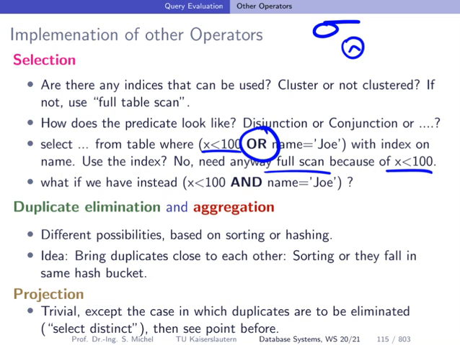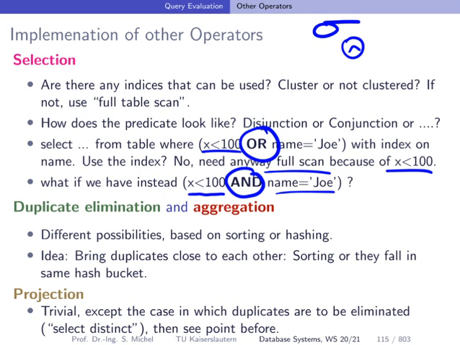If we have a query predicate x smaller than 100 and, so a conjunction, name is Joe, then we can use the index on name, look up all tuples with name is Joe, and then iterate over them to find those that have x smaller than 100. And this is something that the database system has to understand: in which circumstances one or the other choice is better.